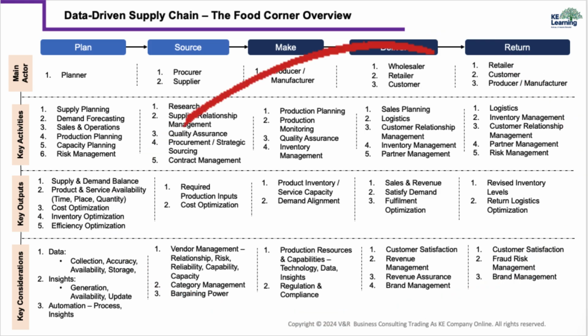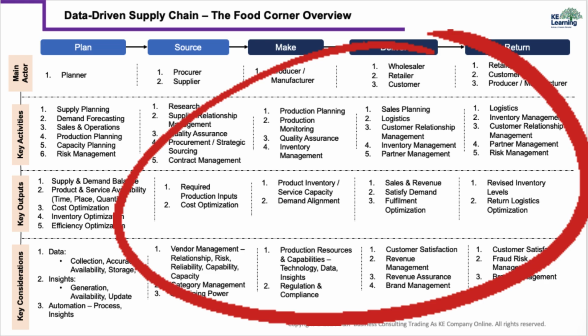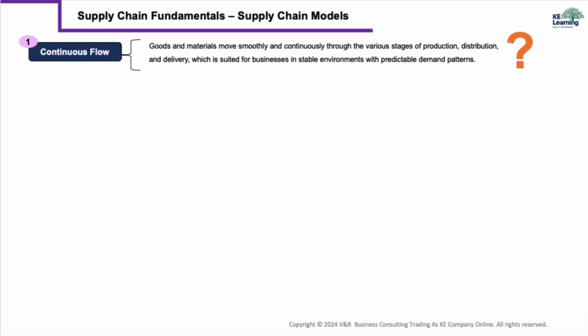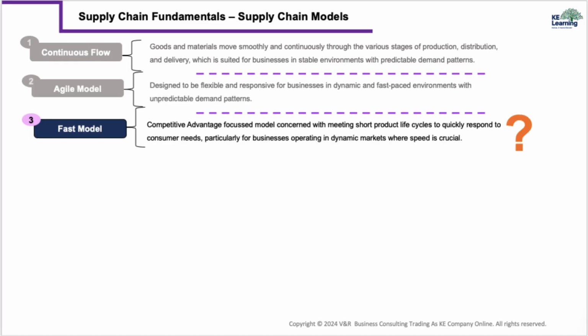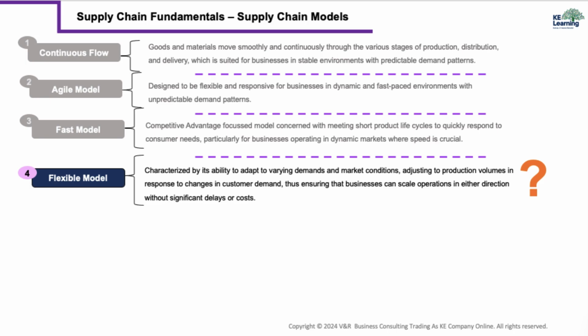We'll get into breaking down each stage of the value chain across activities, outputs and considerations in the next part of this chapter, Chapter 3.2, where we'll furthermore characterize the food corner's current supply chain model, as well as determine what model would best suit their business model and context, in an optimized, data-driven supply chain setup.